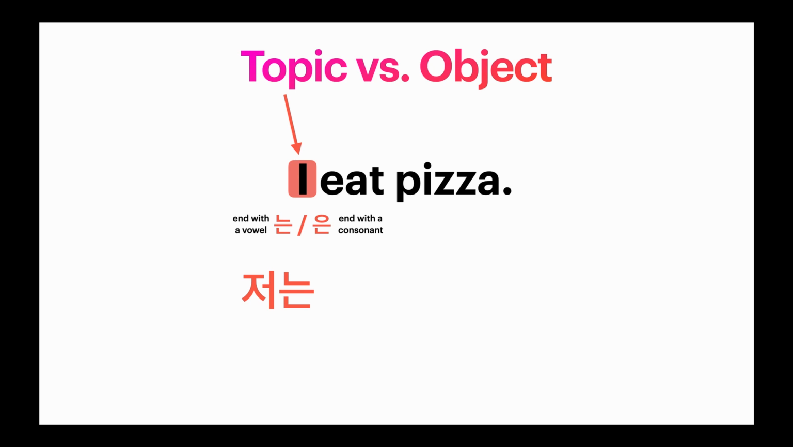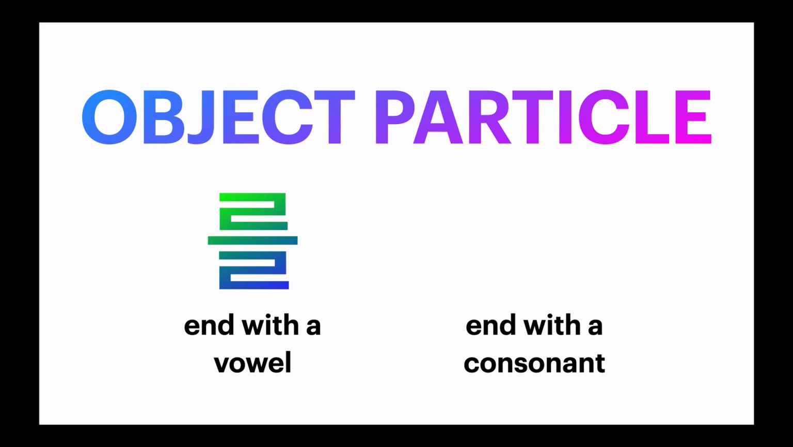Now in order to add an object to our sentence, then we need to know the object particle, which in Korean is, if a word ends with a vowel, then you will add 를, and if a word ends with a consonant, then you will add 을. If you are an English speaker, these might be really hard to pronounce at first. Just push through it and I promise you, you will get it eventually.